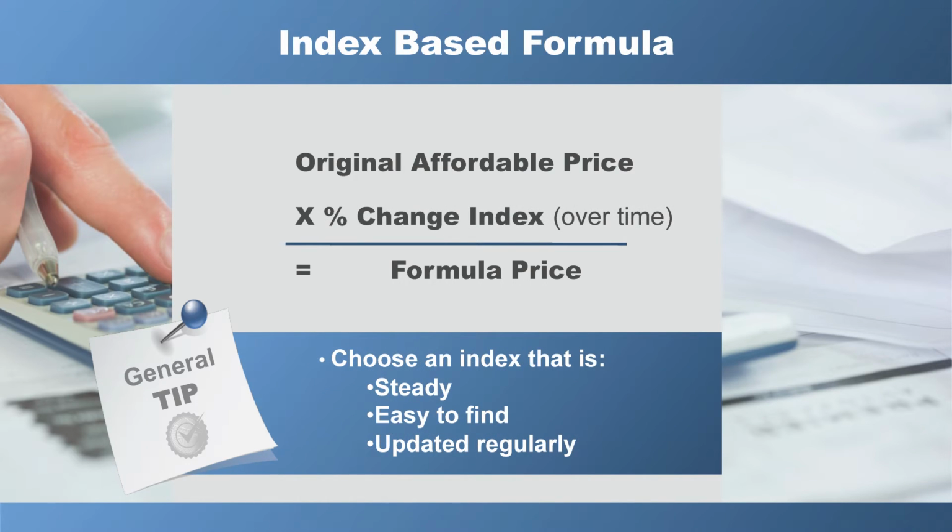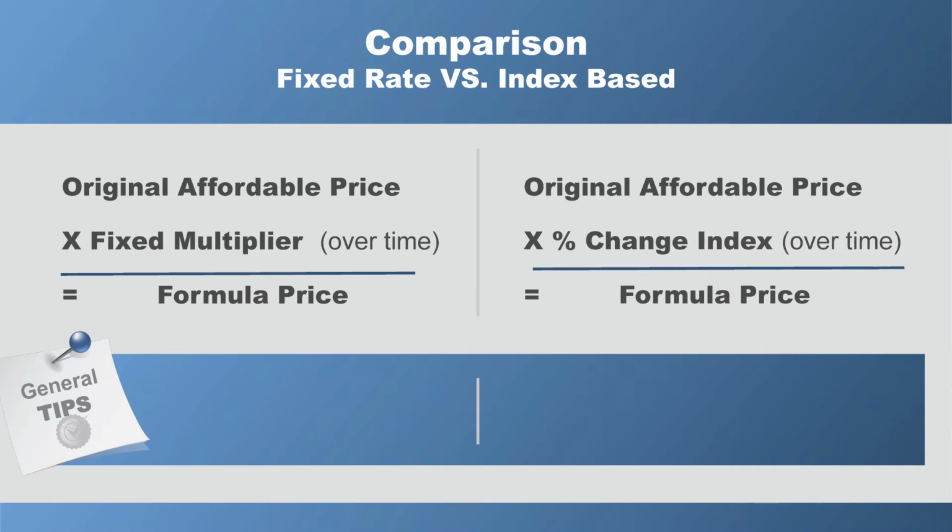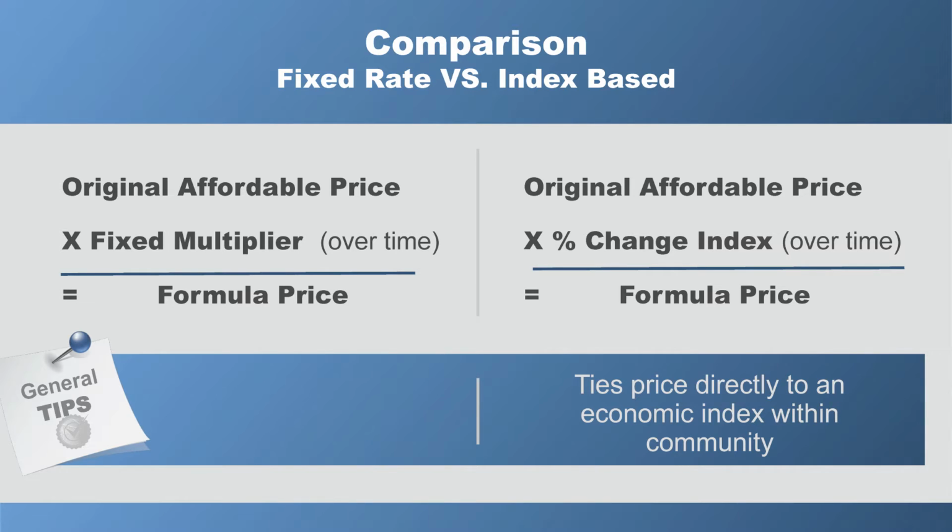The index-based formula works in essentially the same way. You again take the affordable price, but this time you multiply it by the percentage change of a published index over time instead of by a fixed multiplier. Proponents of the index-based formula tend to prefer it because it directly ties the resale price to some economic index within the community. The argument is that if we tie the price to something like median income and incomes go up significantly, it's okay for our prices to go up significantly as well. Proponents of the fixed-rate formula, on the other hand, prefer the slow, steady nature of the fixed-rate formula over a direct economic link that often comes with spikes and troughs.